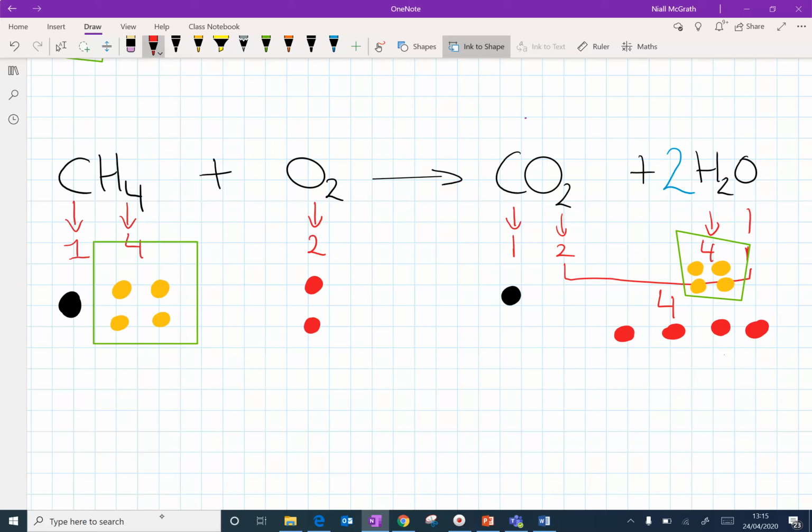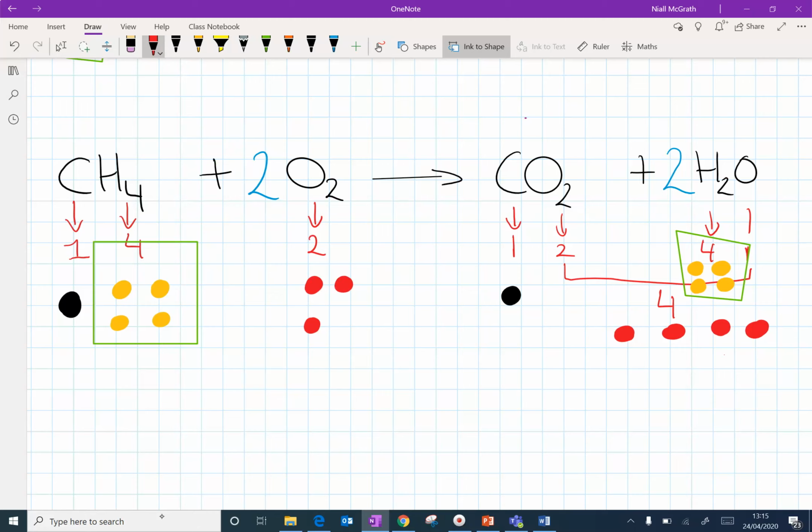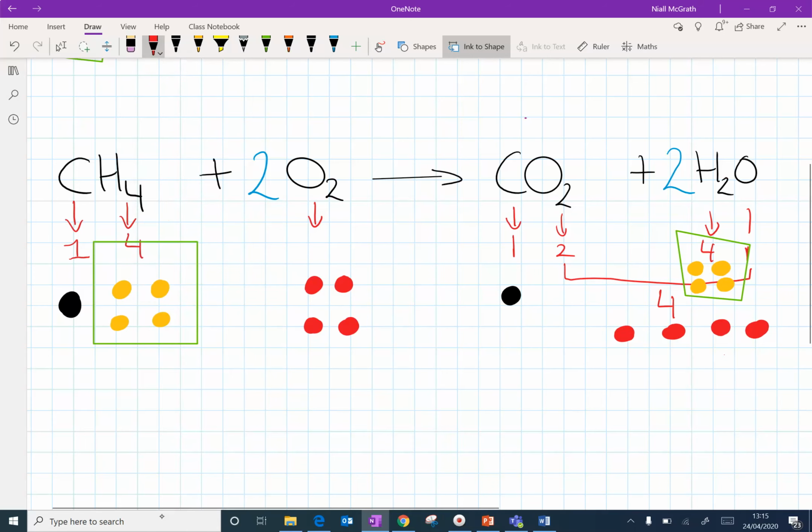So we want to come to a situation where we have 4 oxygens on both sides. So that means we're going to put another coefficient in. So we're going to have 2 O2s. That means 2 more oxygen atoms on this side. So we now have 4, which balances.